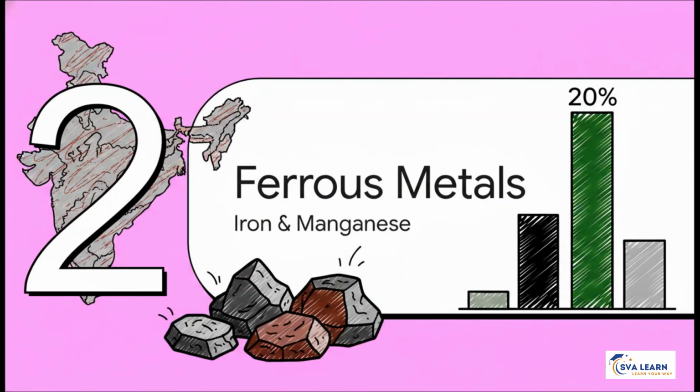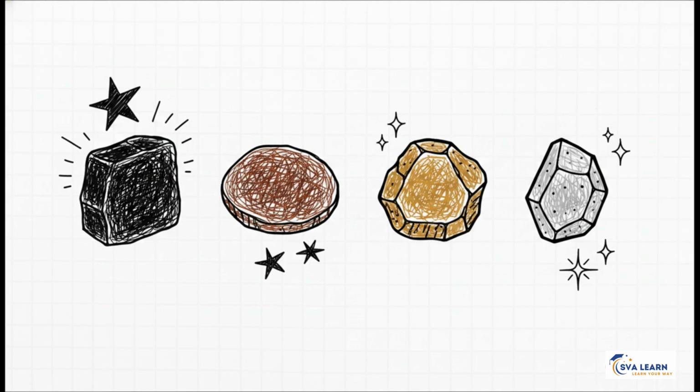Moving right along to part 2, ferrous metals, specifically iron and manganese. These ferrous metals are the heavy hitters of the economy, making up about 20% of the country's total mineral production value. So the absolutely crucial point here is knowing your types of iron ore, which are classified based on their metal and impurity content. Ready for a massive cheat code for the exam hall?